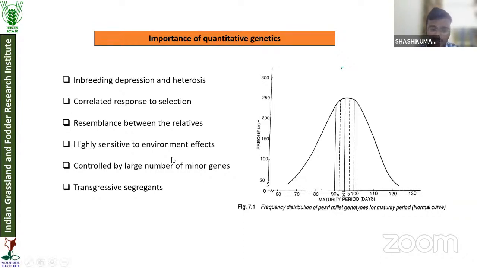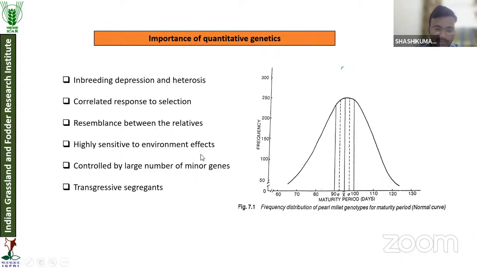And they are highly responsive to environment, so if a variety is highly responsive to drought, it can perform very well in the drought environment. So you can release that variety to a particular environment and you can get more benefit compared to other varieties. So such a thing is also there.